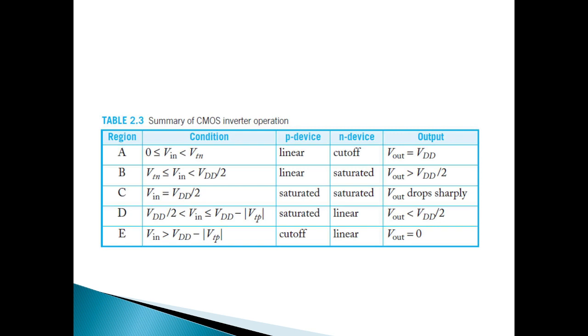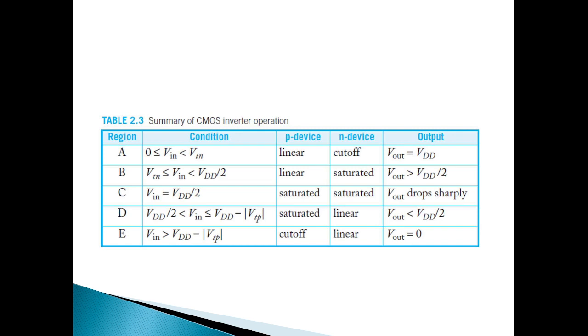Similarly, in region B, the input voltage is between threshold and VDD by 2. So here the P device will be in linear and the N device in saturation. So we get V output equal to VDD by 2. In region C, the input voltage is equal to VDD by 2. So both the devices are in saturation. So V out sharply drops down, from the higher value VDD to the lower value.